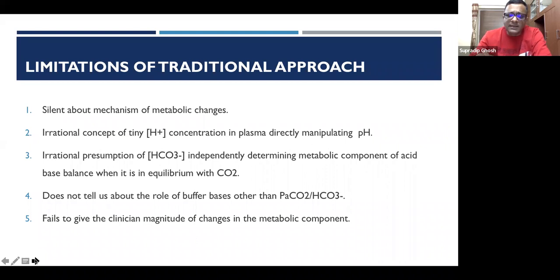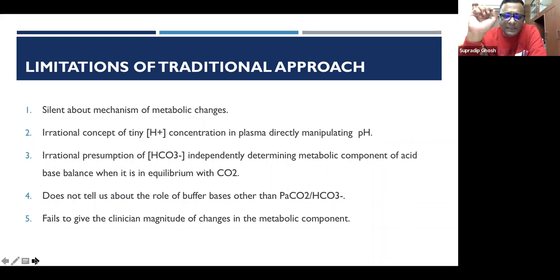This Henderson-Hasselbalch approach doesn't tell us anything other than PaCO2 and bicarbonate buffer bases. It fails to tell us anything about the phosphate and the albuminate, which are very important components. Finally, it fails to give the clinician the magnitude of changes in the metabolic component. It can just tell us this is a metabolic acidosis or a metabolic alkalosis, but it cannot tell us how much the actual change is. So we start assuming that, okay, bicarbonate is 14, so it's a severe metabolic acidosis because normal is 24.